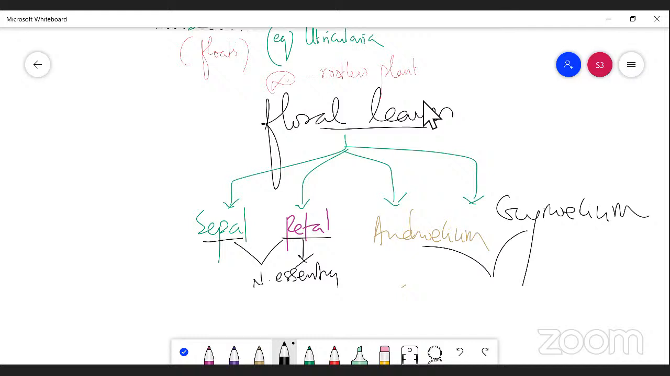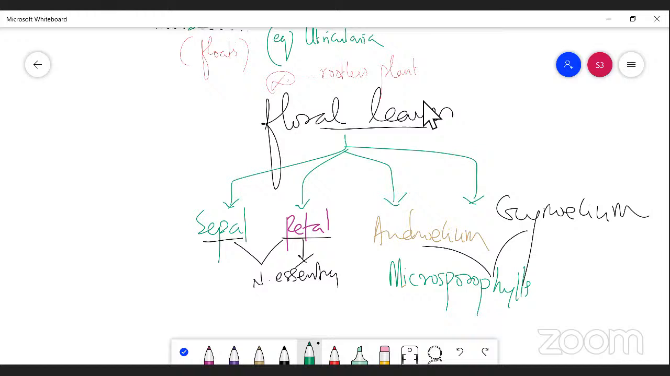In some members, it is considered to be a microsporophyll. The androecium is also modified into a leafy-like structure that is called simply a microsporophyll. A microsporophyll is nothing but a modification of the androecium. So there is a leaf-like structure that covers and protects the androecium. That is a microsporophyll. I'd like to mention what a microsporophyll is in some members.